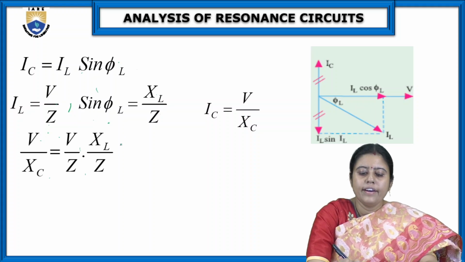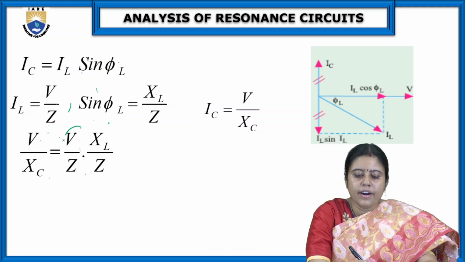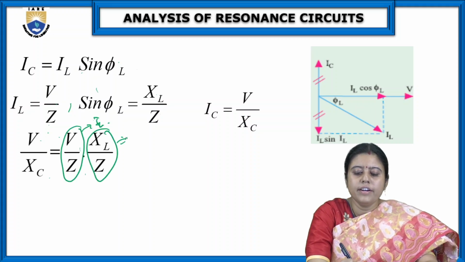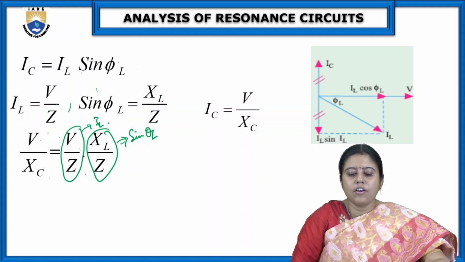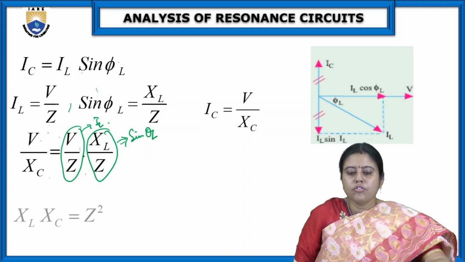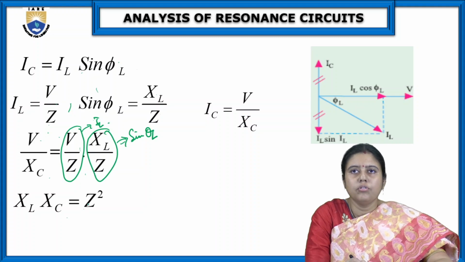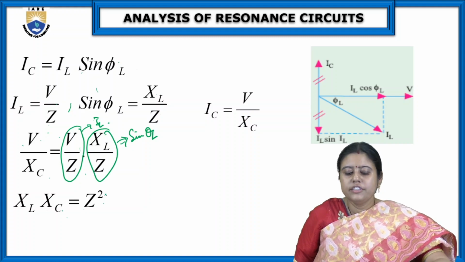So we write the equation. This is our IL, and this is our sin theta L. So what did we get here? V by XC is equal to, so we can cancel out V from each side. So what is the next thing we got? XL into XC is equal to Z square. If we cancel the V from each side, we get XL into XC is equal to Z square.